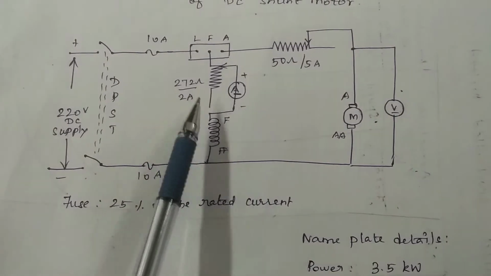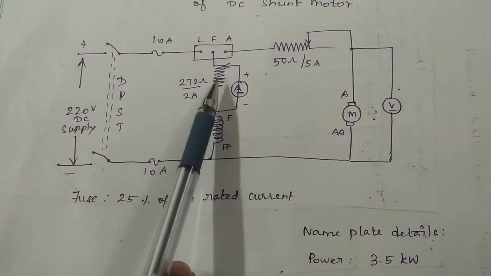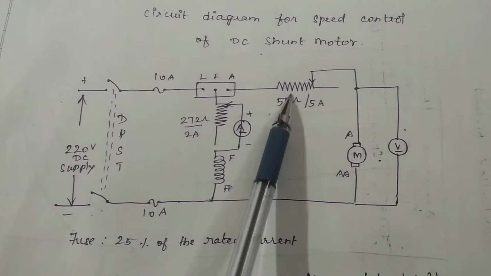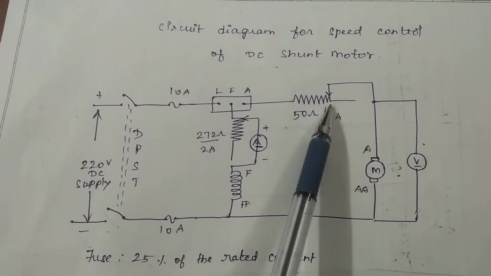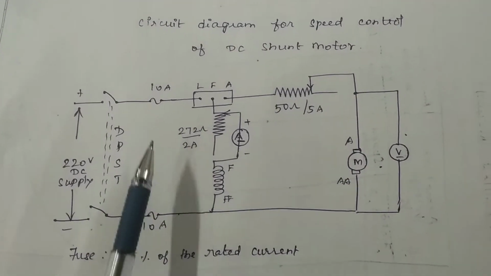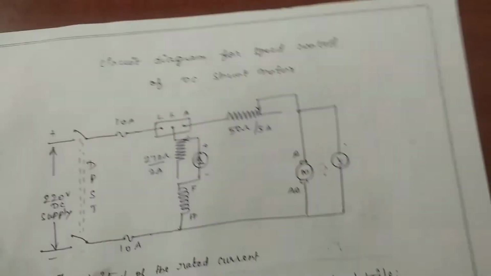Now when you start the experiment, as an initial condition, the field rheostat should be kept in the minimum resistance position and the armature rheostat should be kept in the maximum resistance position. So I'll just brief you the theory behind the speed control of this DC motor.